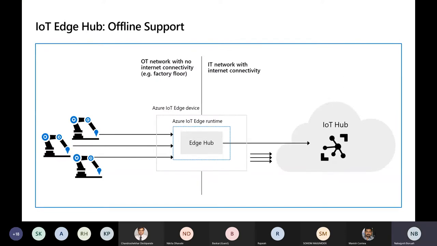IoT Edge Hub provides offline support. So we can put the hub back onto the IoT Edge device also. This is possible because typically the IoT hub is a cloud component. I can get that cloud component onto the edge runtime, onto the edge device, what we call an edge hub. It means the collection of data from multiple devices and equipment can be done by the hub sitting on the edge, which then collates all of it together and sends it back to the actual IoT hub on the cloud.